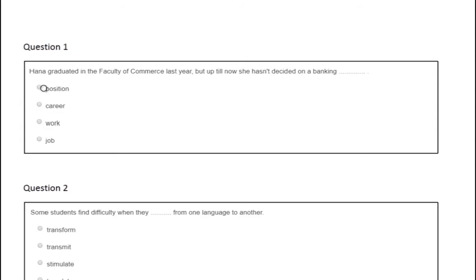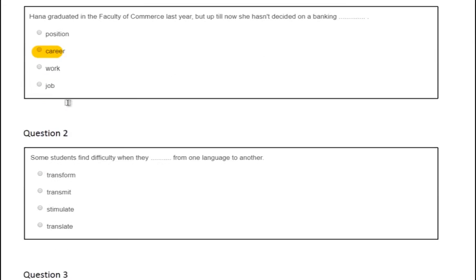The first question: Hannah graduated in the Faculty of Commerce last year, but up till now, she hasn't decided on a banking blank. We have position, career, work, job. Of course, career. Why is career here? Career is a job that someone does for a long time in order to earn his living.